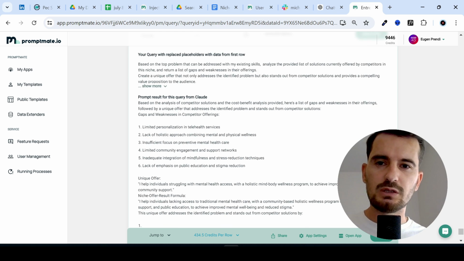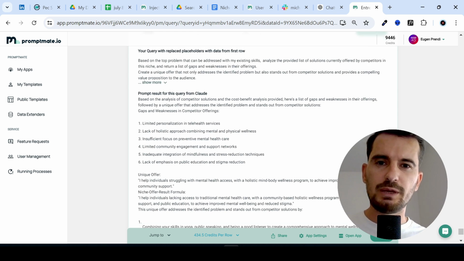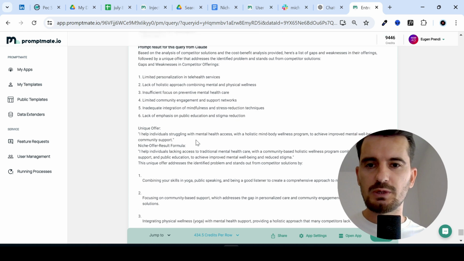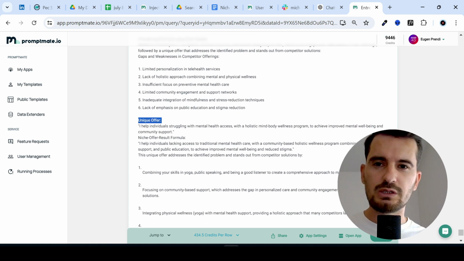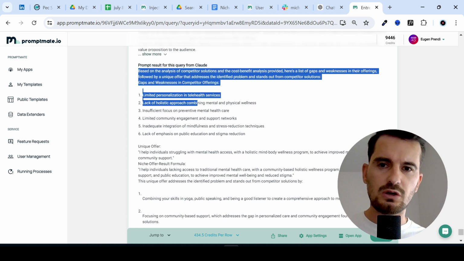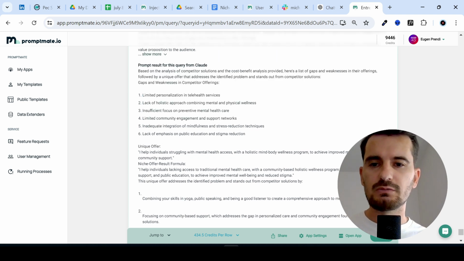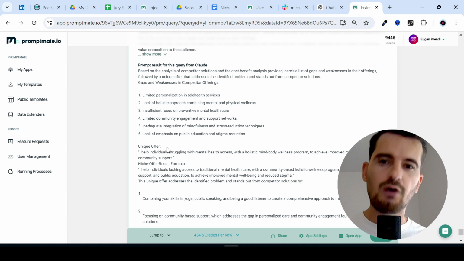So the prompt result is this: based on the analysis of competitor solutions and the cost benefits, here's a list of gaps. And then it gives you the gaps, right? But then this is the part that we are interested in. Of course, this is all useful data, don't get me wrong. But for this video, I'll just show you the offers that it created for you.